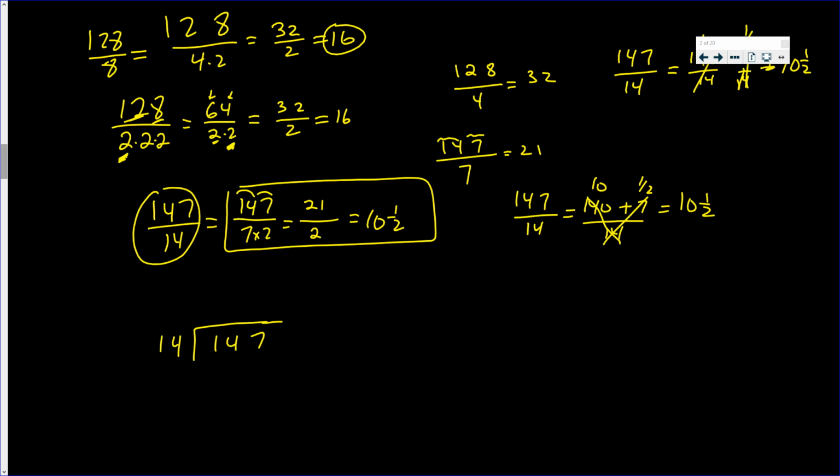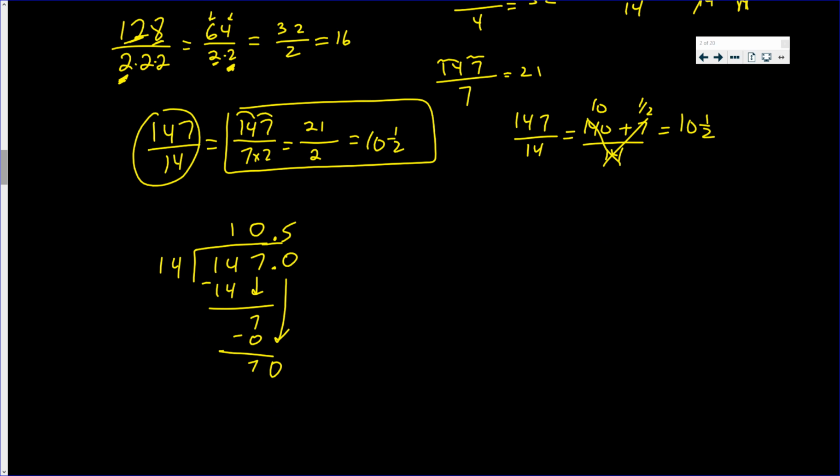This one isn't bad. 14 goes into 14 one time. You subtract, you get 0, bring down the 7. 14 goes into 7 0 times. 14 times 0 is 0. Subtract, get 7. Bring down a 0. And bring up the decimal. Hopefully you know that 14 times 5 is 70.